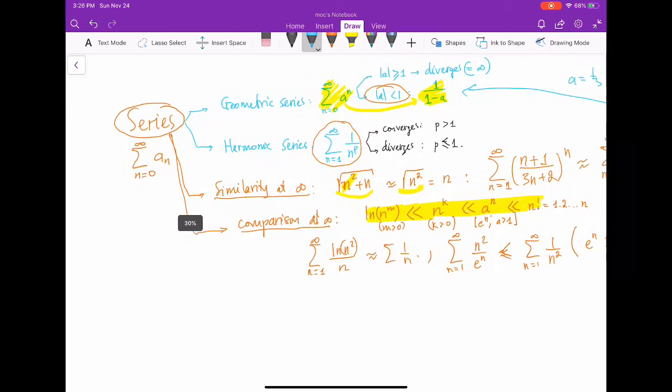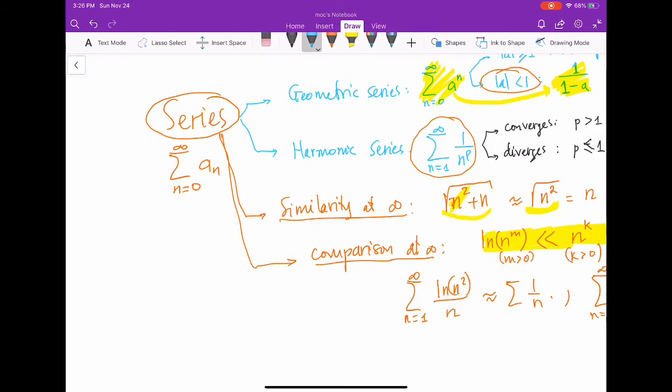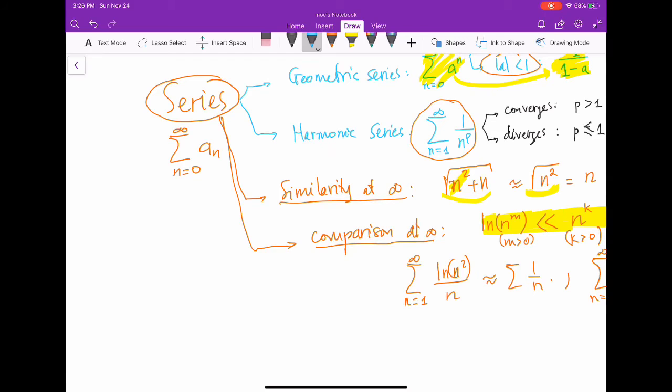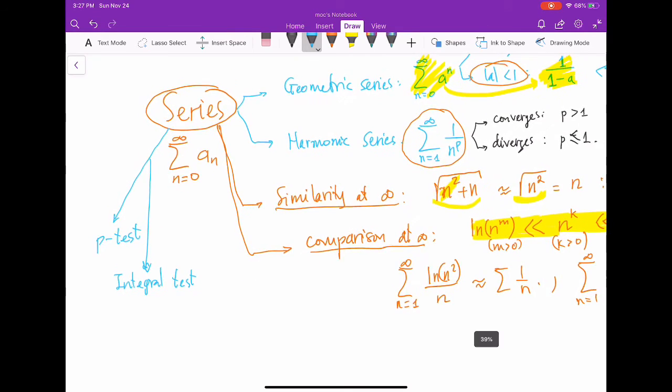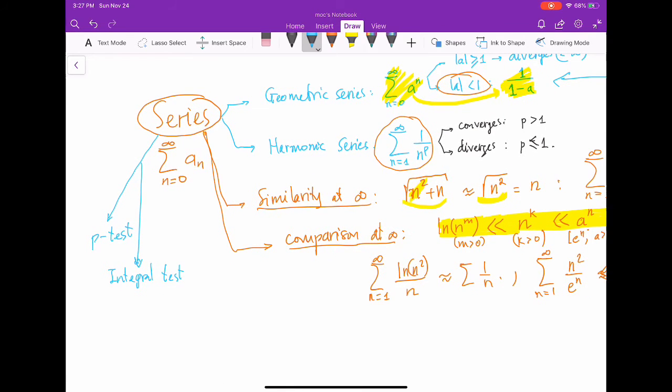But at the same time, we still have different tests. Let me remind you about that. The first one is the p-test. P-test is what we learn, right? We use similarity and use harmonic series. The second one is the integral test. For the integral test, I would say it's hard to apply this. But in this course, I try to use similarity and comparison, so sometimes we just try to avoid the integral test.